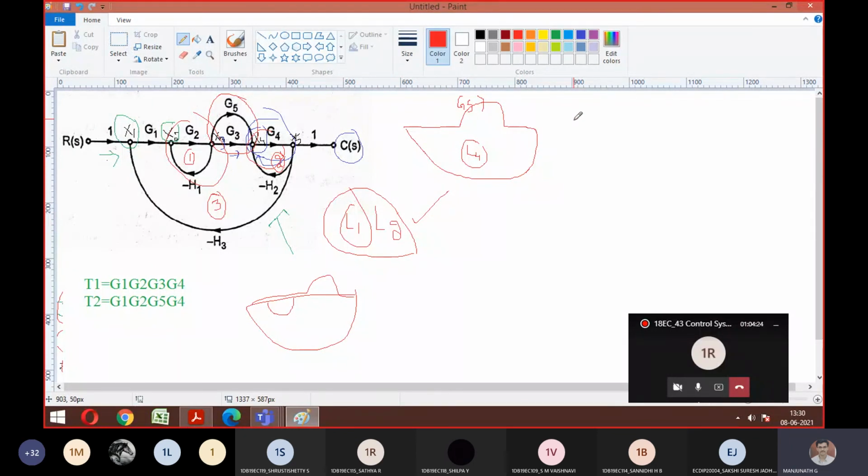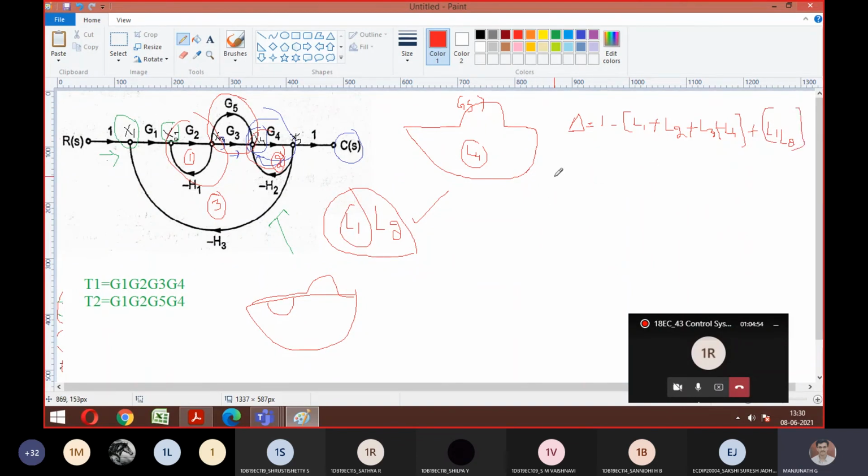So hence you can get the answer: delta is equal to 1 minus the summation of individual loops, that is L1 plus L2 plus L3 plus L4, then plus L1 into L2. So you have all the answers with you. Just substitute here, get the answer of delta, keep it aside.